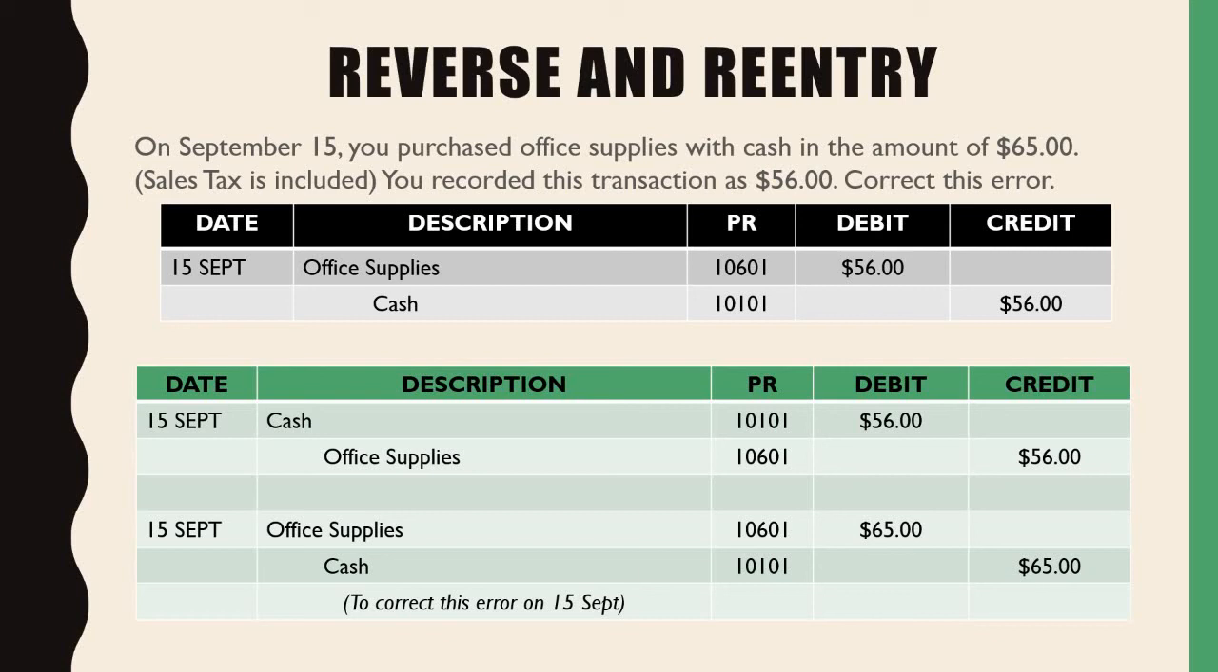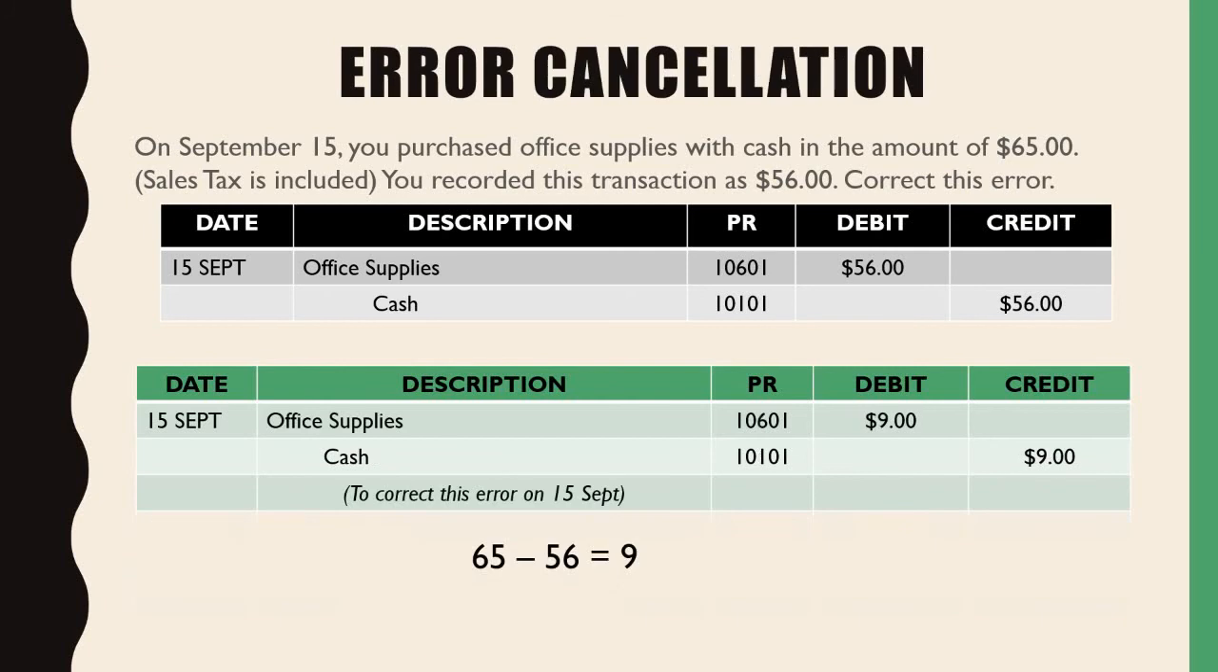All right. So that's the reverse and re-entry method. Now the next one is going to be error cancellation. This is where we compare and contrast with the previous one, right? The same exact scenario, except this is how we're going to determine it. We're going to determine the difference between the two.